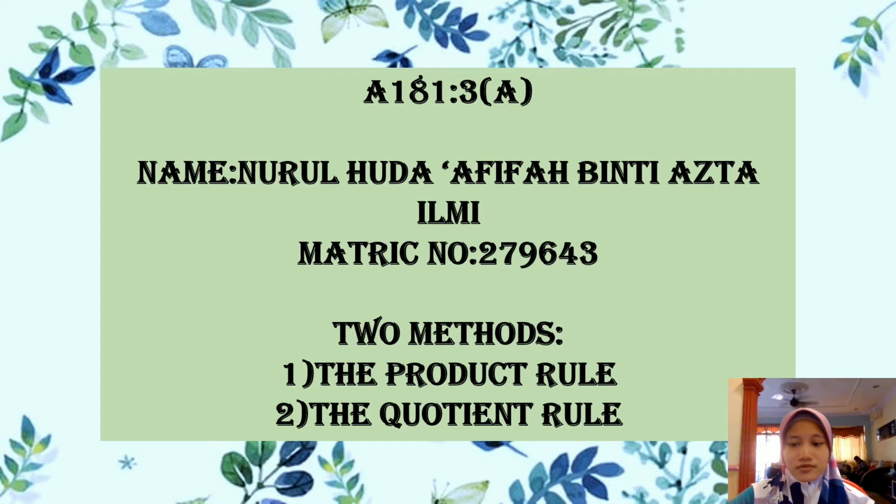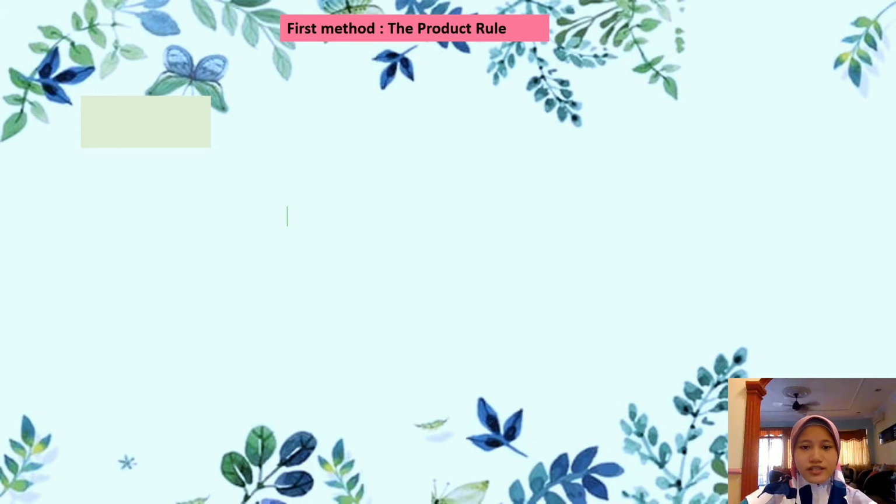Hi, my name is Nurul Huda Afifah binti Asta Ilmi, metric number 279643. Today I present question 3A, part A181, by using two methods, the product rule and the quotient rule. Looking at the first method, we use the product rule.